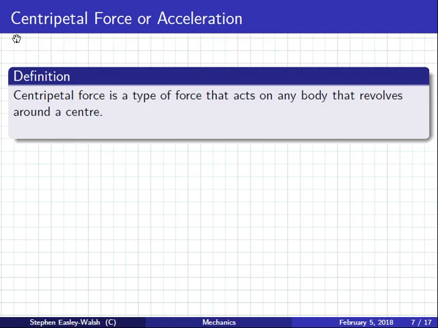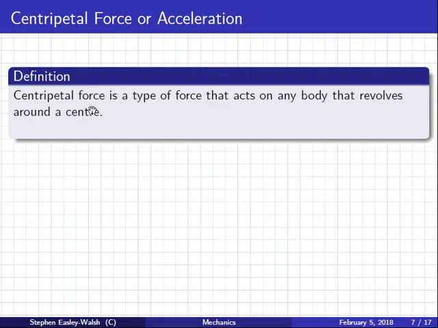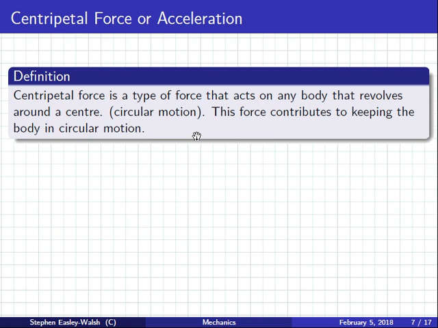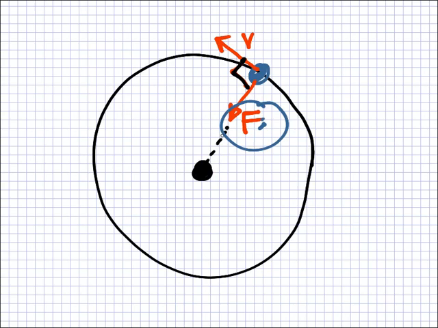Right. So, centripetal force is the force that makes it move around the circle. So this force here has a name. We call this force the centripetal force. The centripetal means like center. Okay, so actually that's a little bit much. I think it's enough to just write this. Centripetal force is the force that acts on the body that revolves around the center. It's what makes the circular motion. In other words, this is called centripetal force.